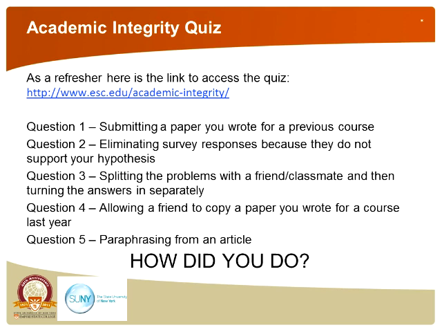So now let's consider question number 2. Eliminating survey responses because they do not support your hypothesis. Is this a breach of academic integrity? If so, give us a thumbs down. If not, thumbs up. We have 1 thumbs down. Okay.